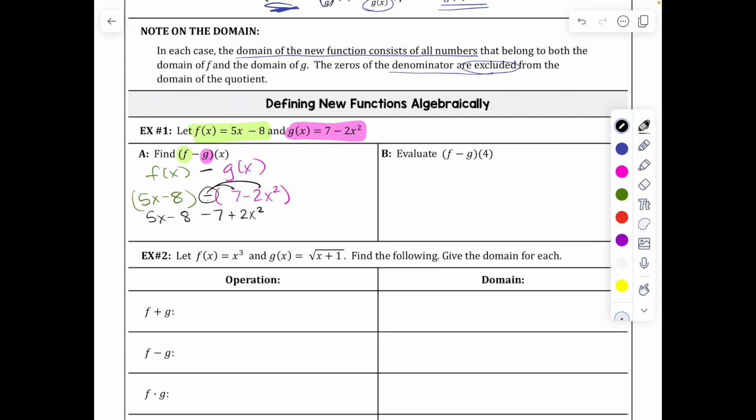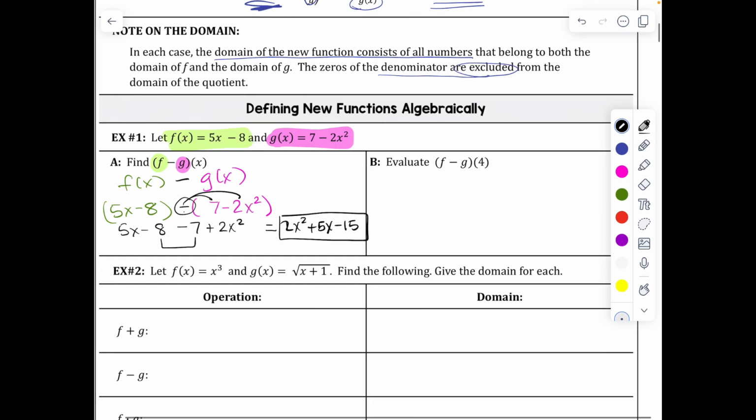And now we're just going to combine like terms. So I end up with negative 7 and negative 8. That's negative 15. And in descending order, we have 5x and 2x squared. So then how do we do f minus g of 4?